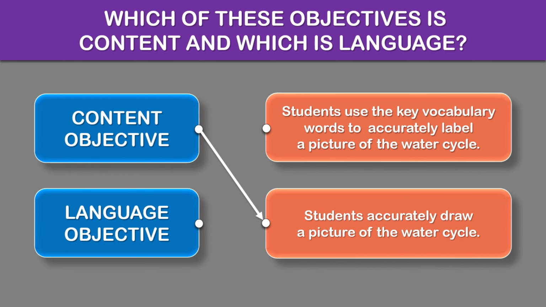Students accurately draw a picture of the water cycle is the content objective because it doesn't require the students to use English. Students use the key vocabulary words to accurately label a picture of the water cycle is the language objective because the student must be able to read and write in English.